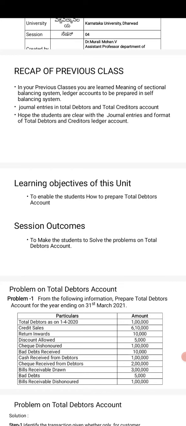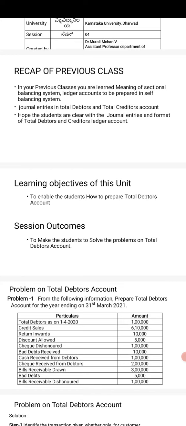So whatever benefits the debtor is receiving from the company side, we have to enter under the debit side. Whatever benefits are given by the customer to the company, we have to enter under the credit side. So for credit sales, goods are going out from the company to the customer, I mean the debtor. Here the benefit receiver is the debtor, therefore credit sales we have to enter under the debit side of the total debtors account. Next item, return inwards. It is also called sales returns.